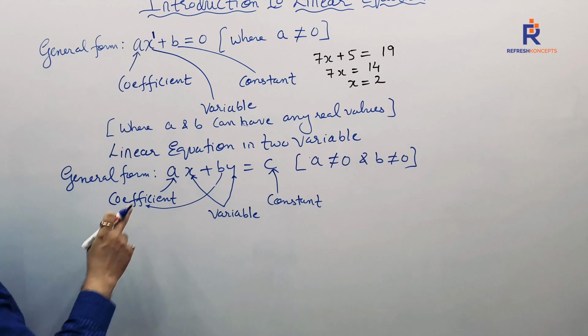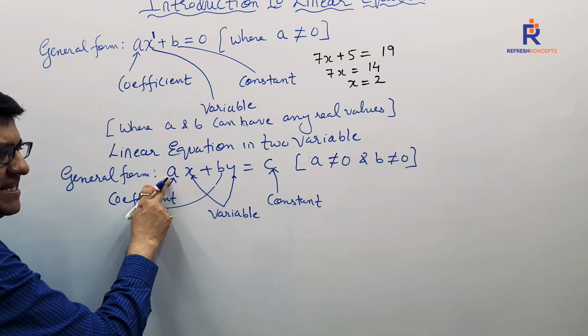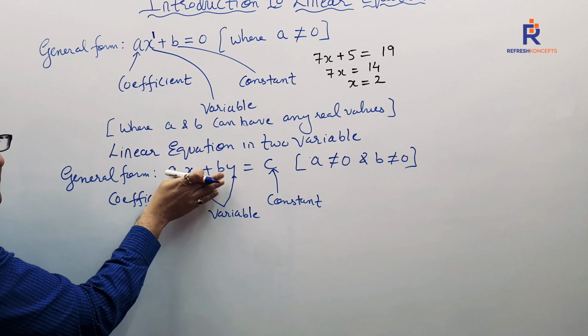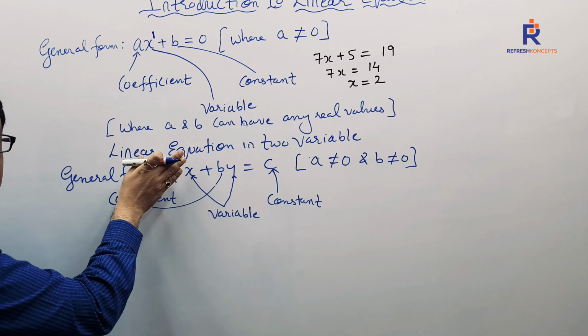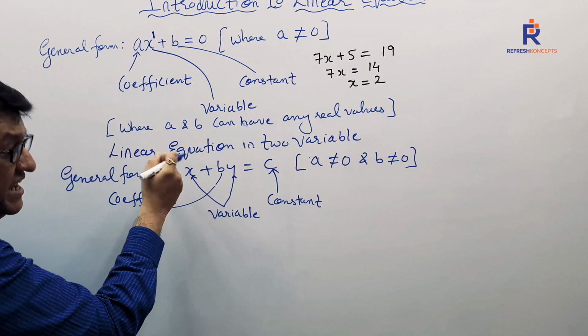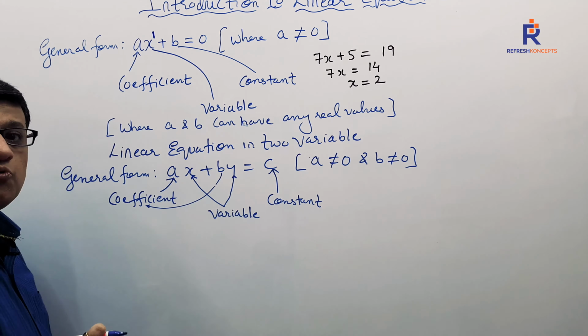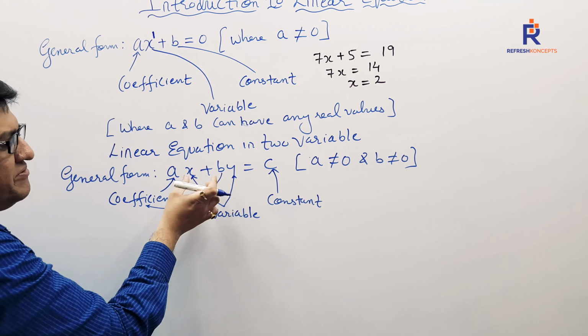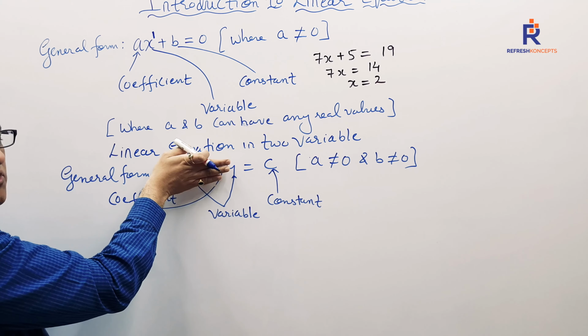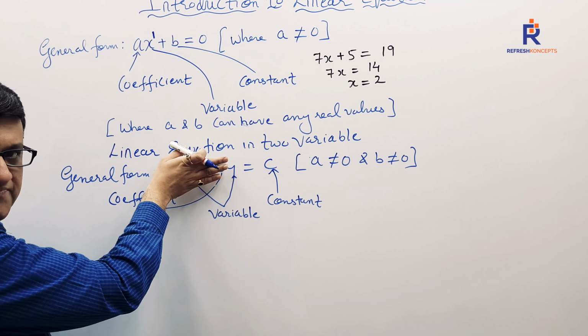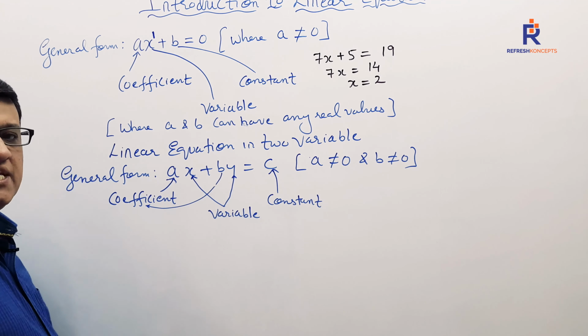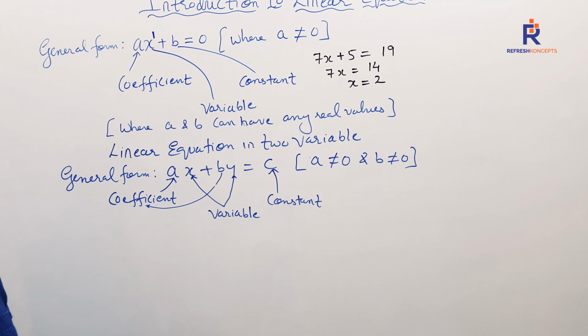Let's check. What if a is 0? If a is 0, this term is 0, and I am left with only one variable. So my two variables transform to one variable. If a has some value and b is equal to 0, once again I'm left with one variable. And both cannot be equal to 0 because then I'm not left with any kind of equation. I hope my children are understanding how we are going further with this.